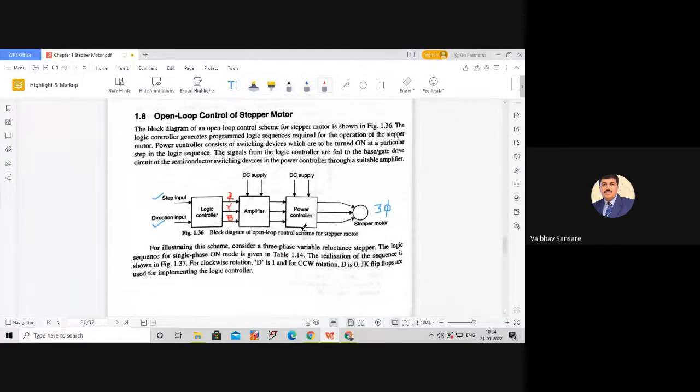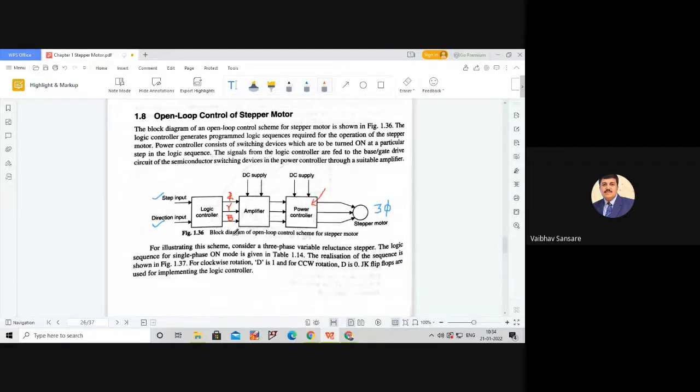So the second important block is the amplifier. The function of this amplifier is to amplify the control excitation signal which is generated by this logic controller. This amplifier simply raises the level of this signal, and then this amplified signal is given to the power controller. Now what is this power controller? Power controller is generally a combination of different power semiconductor switching devices, that may be MOSFETs, that may be SCRs, or that may be IGBTs.